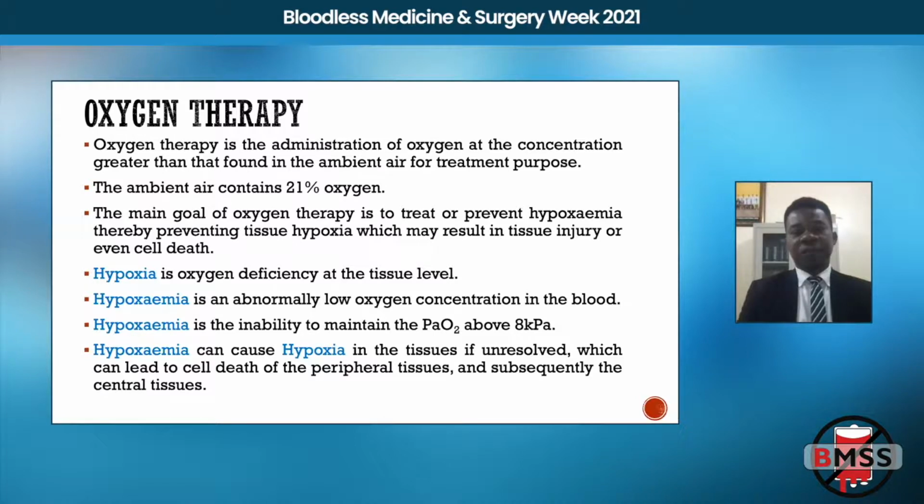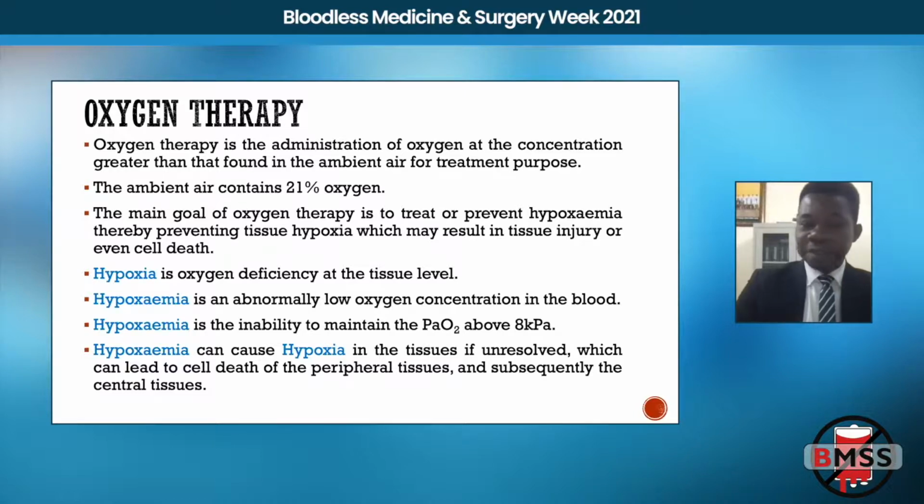Either because of one medical condition or the other, they are not able to do well with the ambient air oxygen concentration. We are all aware that the ambient air contains 21% oxygen. So the main goal of oxygen therapy is actually to treat hypoxemia, thereby preventing tissue hypoxia, which may result in tissue injury or even cell death.